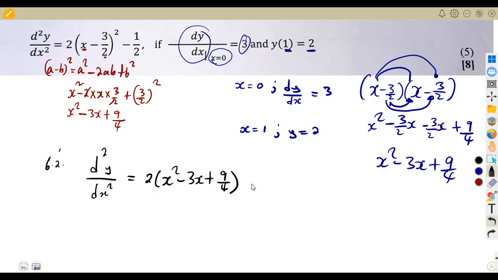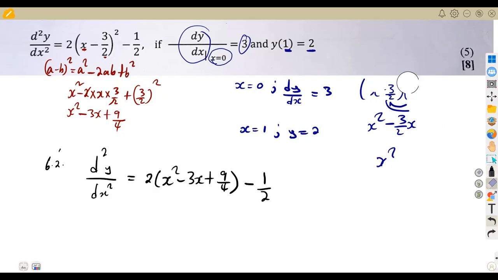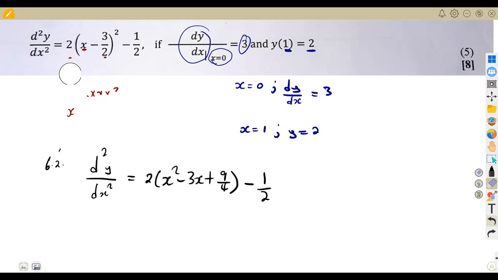Then we are going to subtract a half at the end. So this part, we are going to subtract a half at the end. This is what we're supposed to deal with first. Expand your brackets. Again, because we have a 2 in this case, it is going to multiply everything inside the bracket.